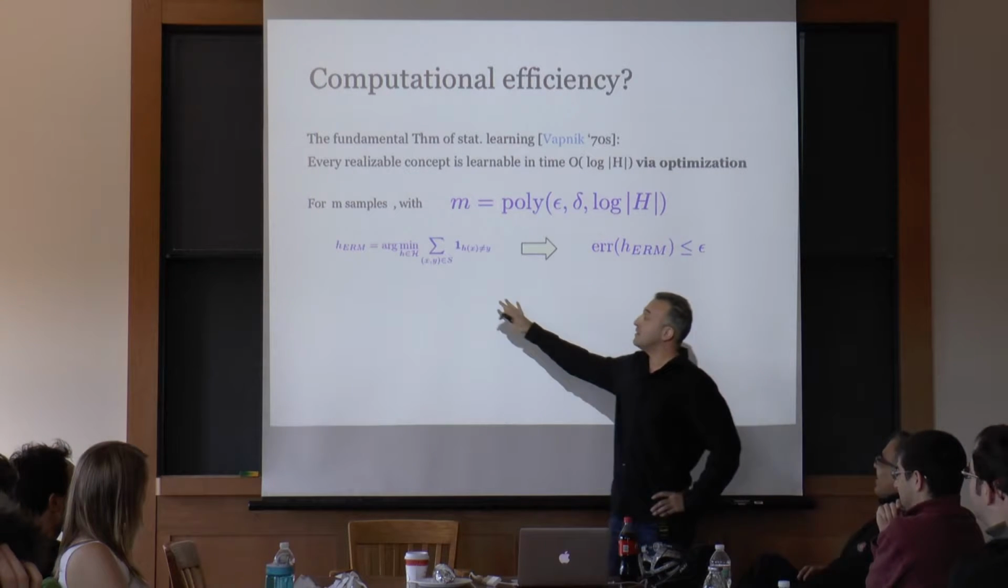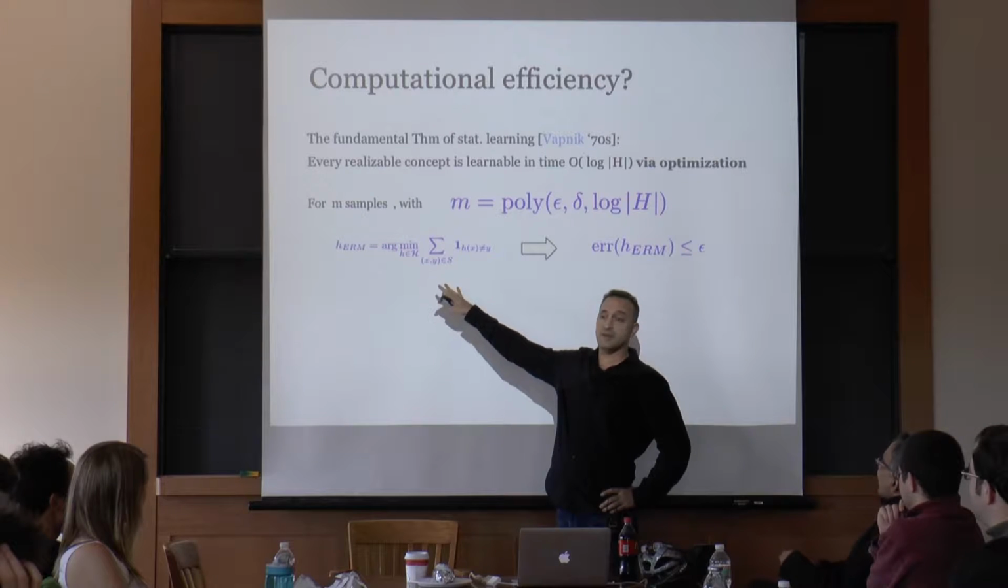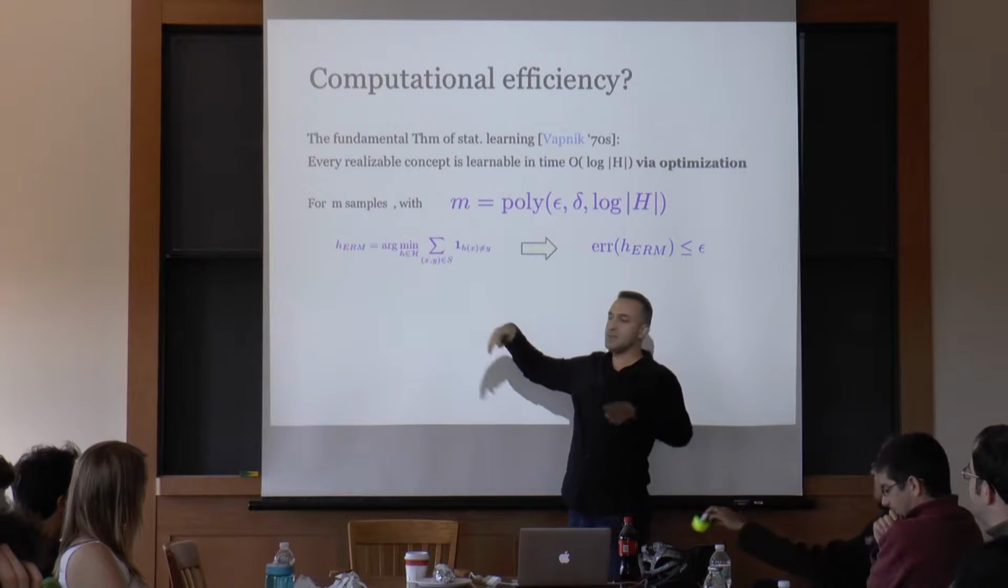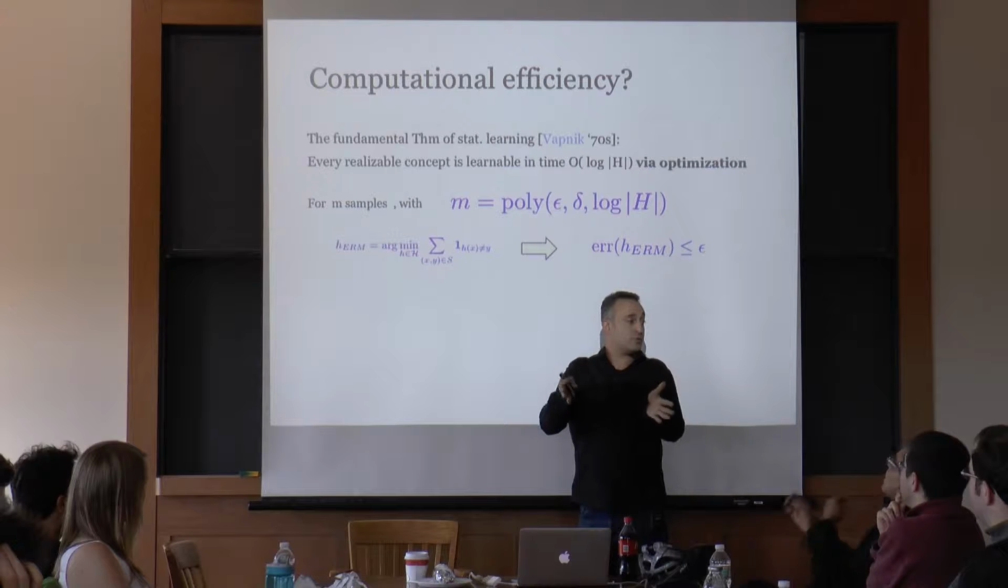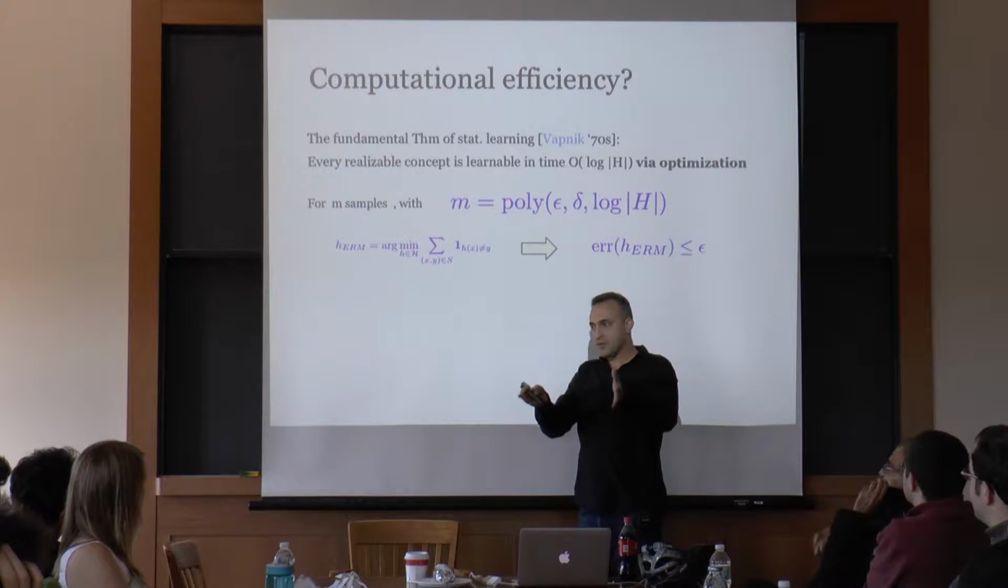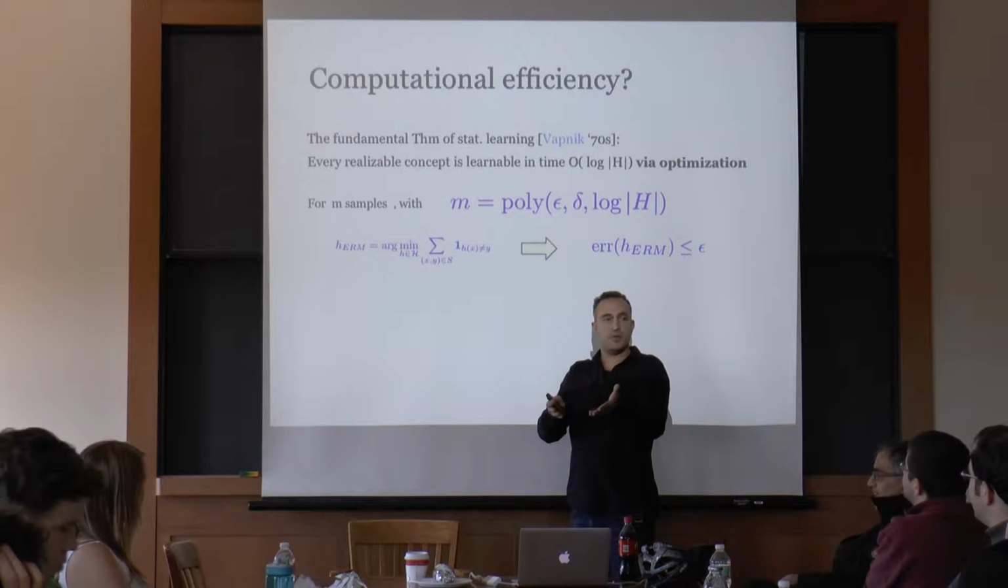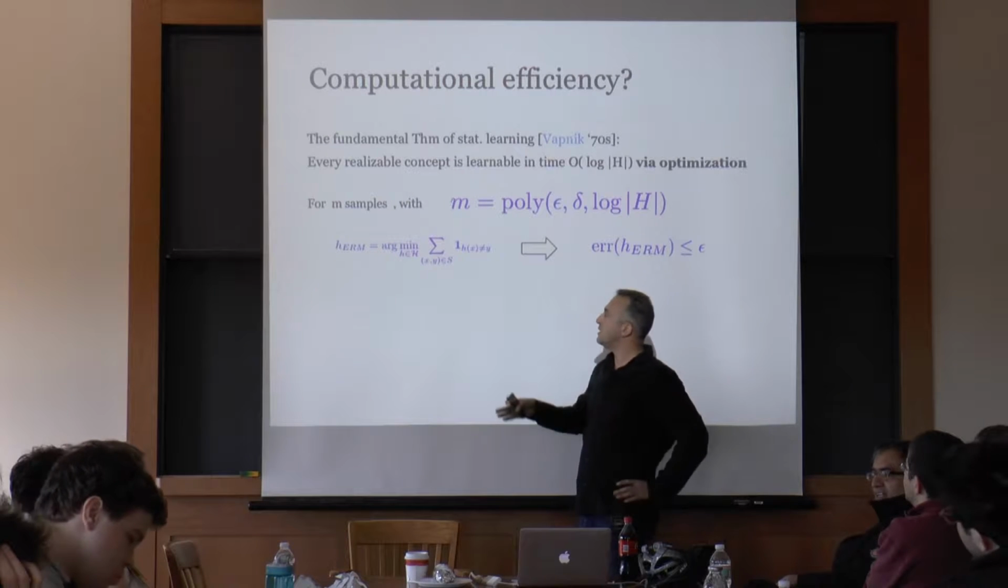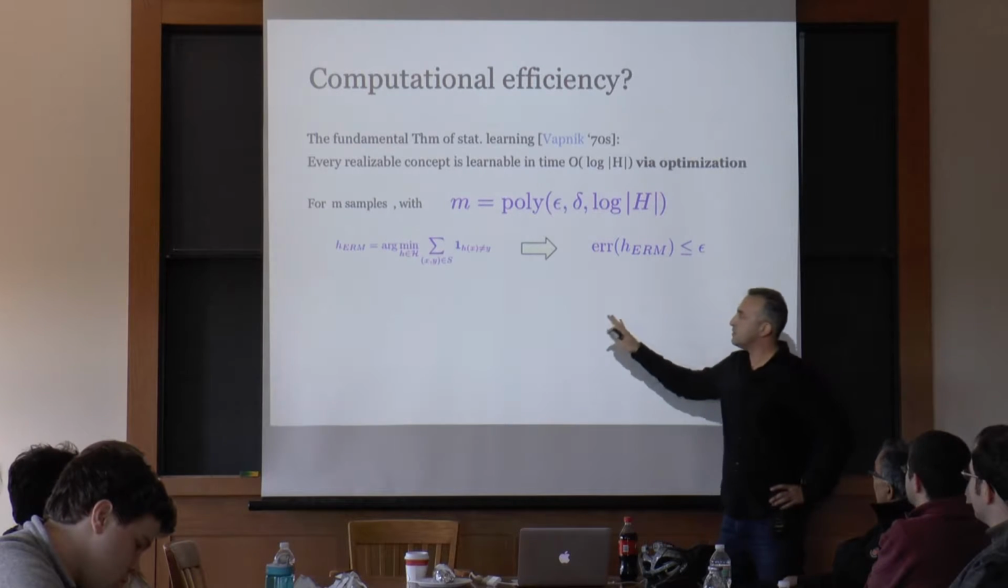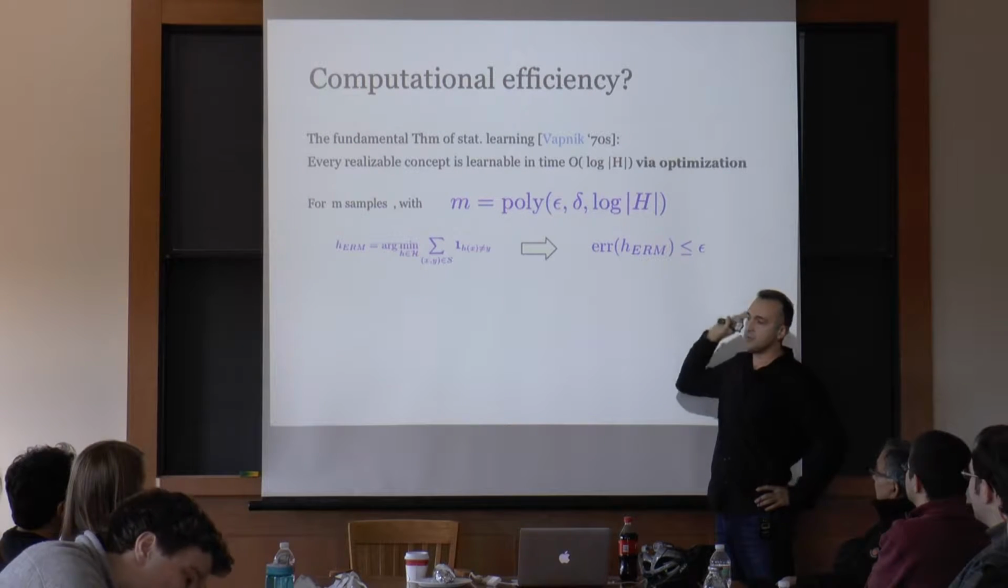So this is called the ERM, the empirical risk minimizer, which is the hypothesis that minimizes the error over the sample that we took. Just take M samples, minimize the error on it. That is one particular hypothesis, maybe more. And Vapnik proved that this ERM actually has generalization error less than epsilon.